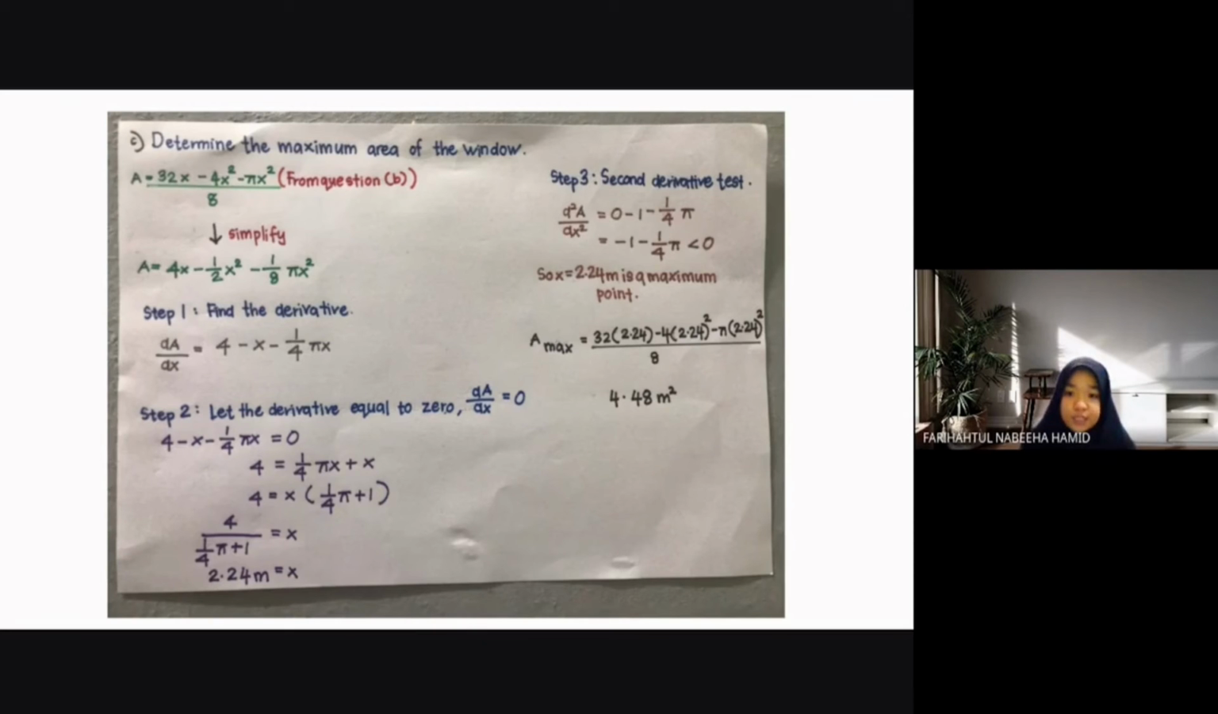From the first equation, we get A equals to 32x minus 4x power of 2 minus pi x power of 2 divided by 8. So, we have to insert the value of x in this equation. So, we get the area of the window is equal to 4.48 meter square.